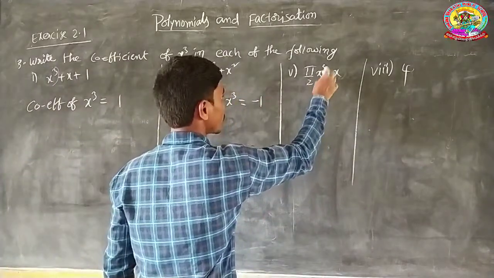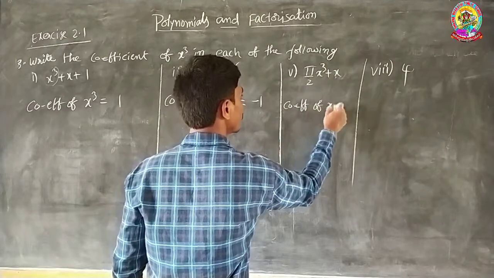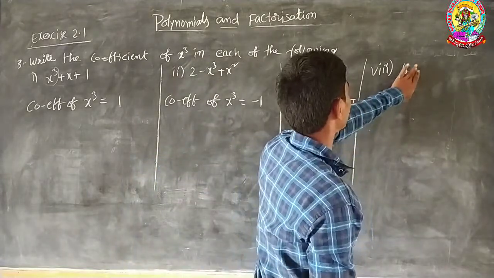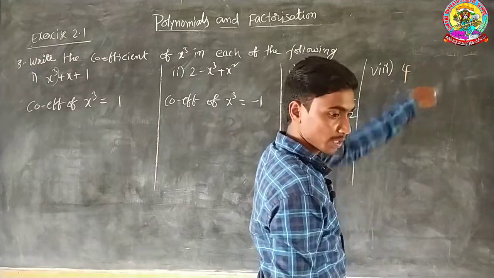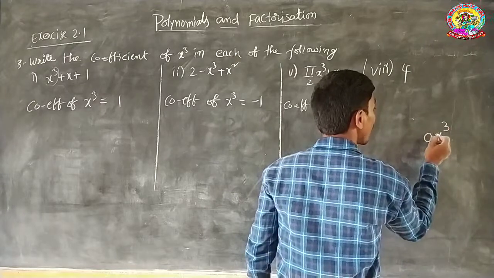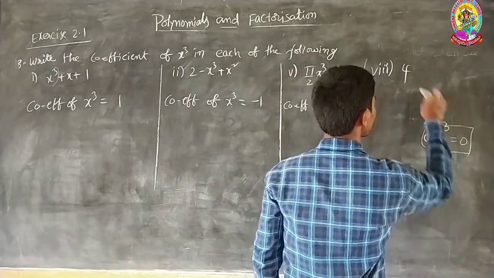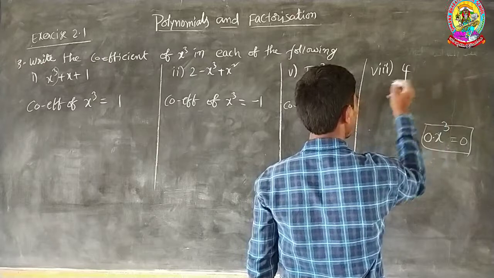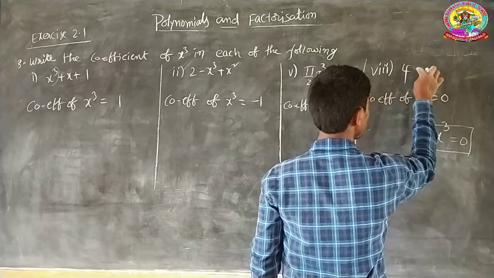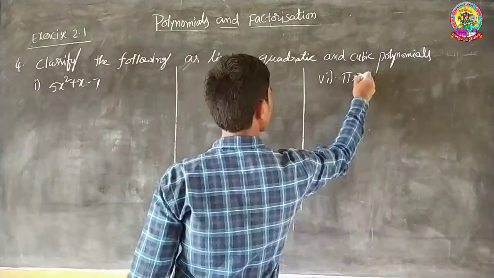Here pi by 2 x cube plus x. Here also the coefficient of x cube is pi by 2. Here it is a constant term. If there is no x cube term, imagine there is an x cube term multiplied by the constant 0, which becomes 0. So here, since there is no x cube term, the coefficient of x cube is equal to 0.